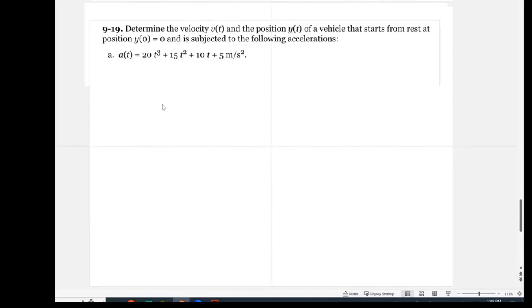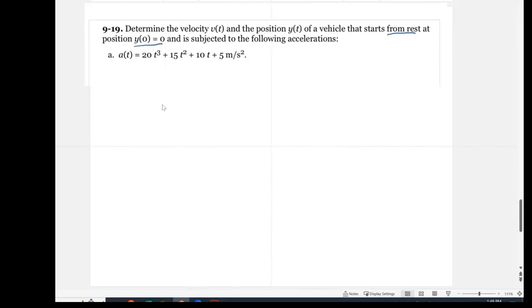This is 9-19, which I think might be one of your homework problems, but it is on the worksheet, so we're going to do it. Determine the velocity v of t and the position y of t of a vehicle that starts from rest at position y of 0 equals 0. And it's basically telling me that this is my acceleration.